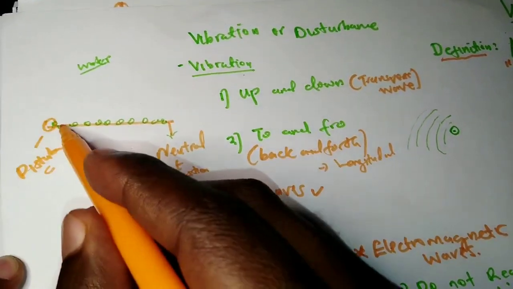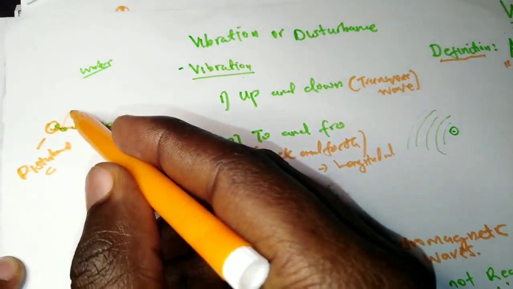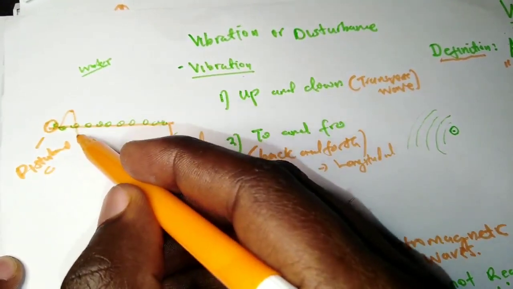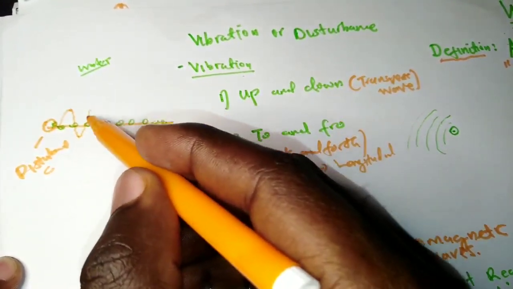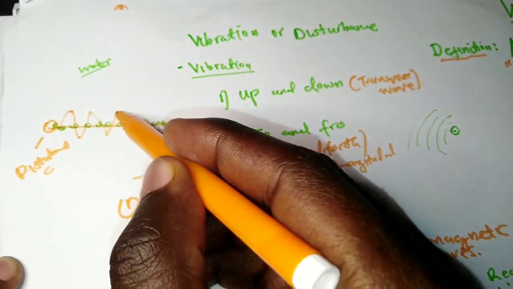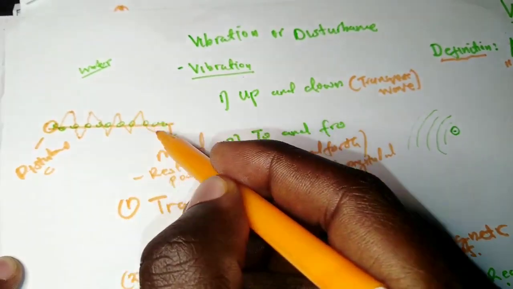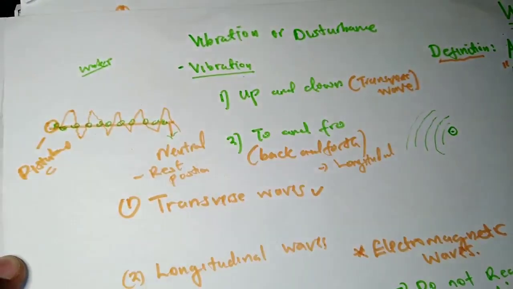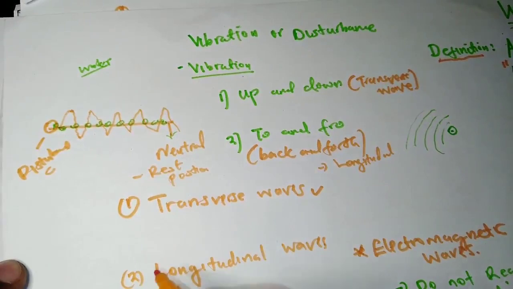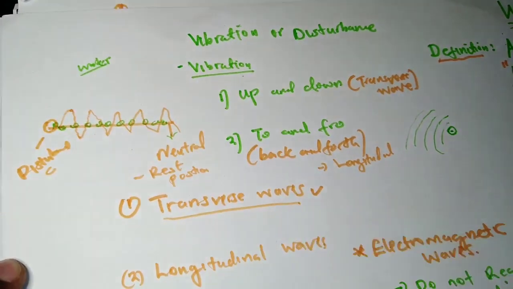When this particle here vibrates, it goes up, it goes down. All of these particles will start vibrating up and down, forming such type of waves. Such type of waves we call transverse waves.